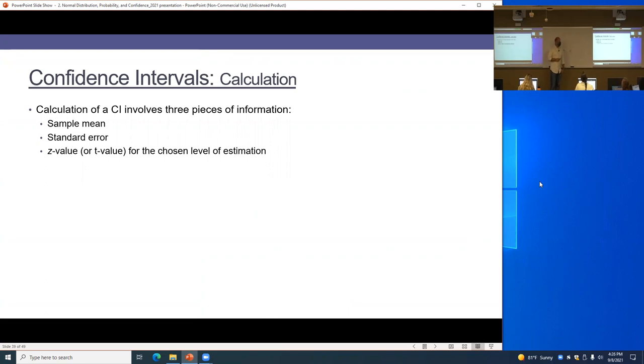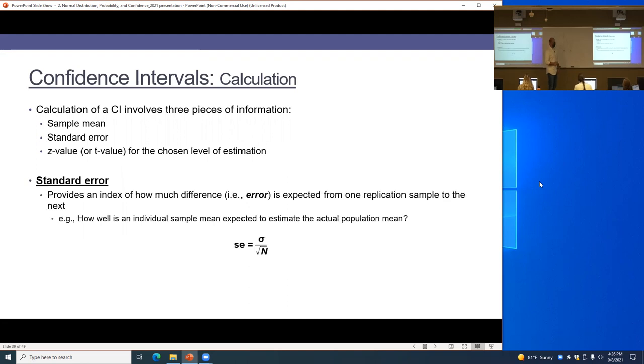So calculation of our confidence intervals. 3 pieces of information. If we're talking about confidence intervals around the mean, we've got our sample mean, standard error, and then a Z value or a T value, depending on what we're doing. We'll work with Z values for right now, okay? So our standard error, all right? In general, the best answer to any question in this class is probably going to be standard error. Our standard error tells us how much difference or error we're expected from one replication sample to the next, okay?